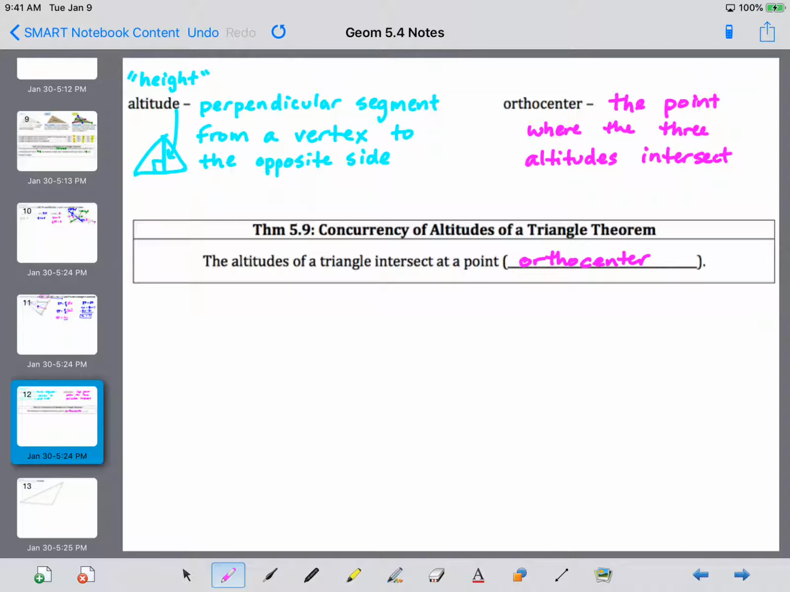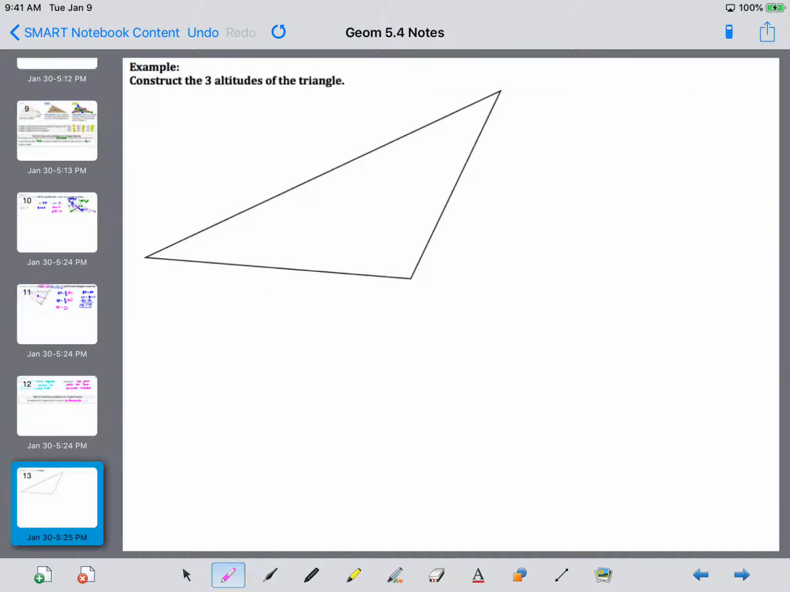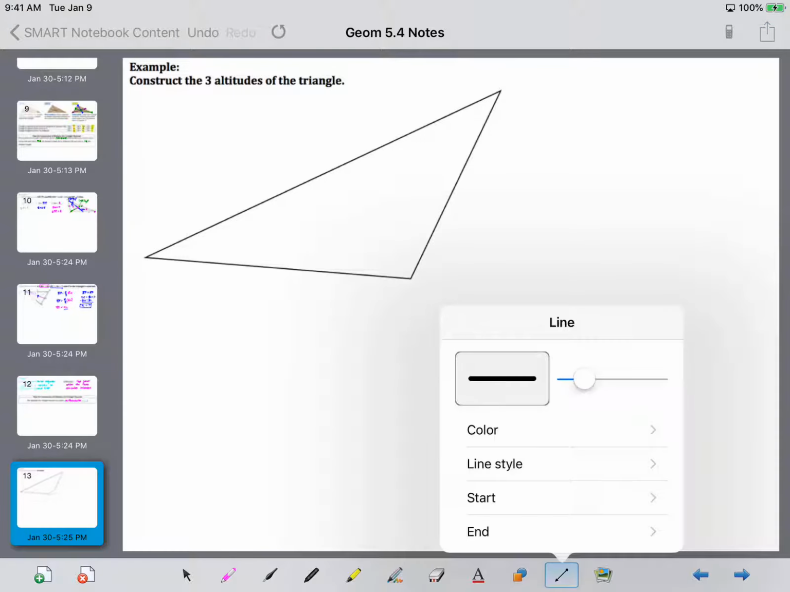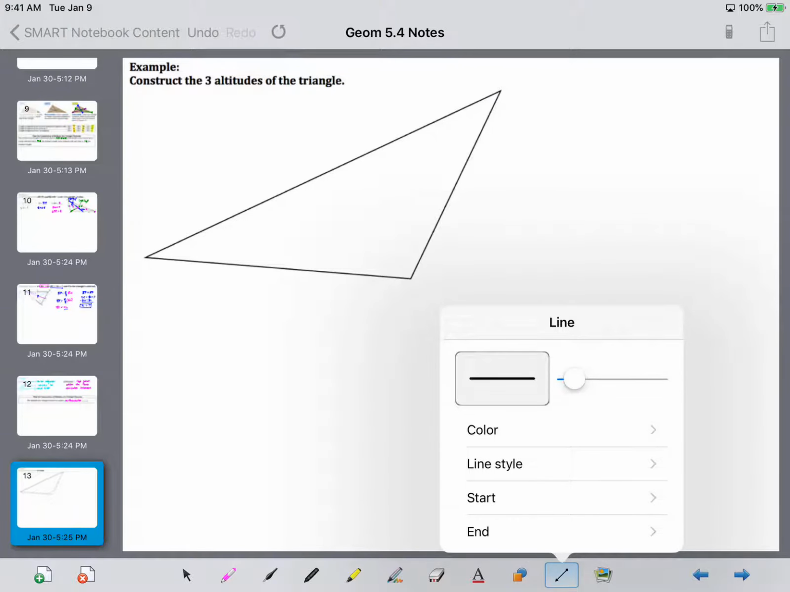This one doesn't really have a lot of real life applications, but we're still going to learn how to construct it. Okay, so to construct the altitudes of a triangle, you have to make 3 right angles to each side. It's kind of tough when it's in an obtuse triangle like this. The first thing you have to do is extend the sides. If you have an obtuse triangle, that's the first step, which in this case we do have an obtuse triangle.